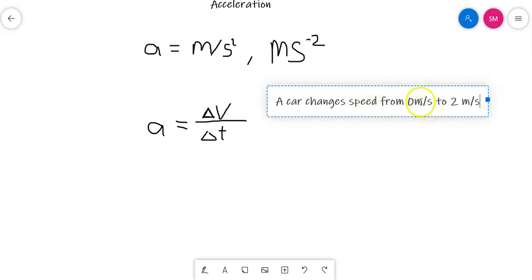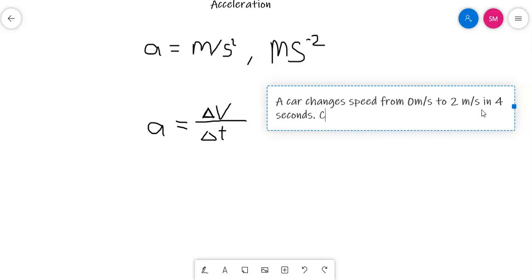The units for speed, remember, are meters per second. The units for acceleration are meters per second per second. It depends on whether you have this number as a 2 or this number as a 1. You would be marked down if you got that wrong in an exam. So a car changes speed from 0 meters per second to 2 meters per second in 4 seconds. Calculate the acceleration of the car.